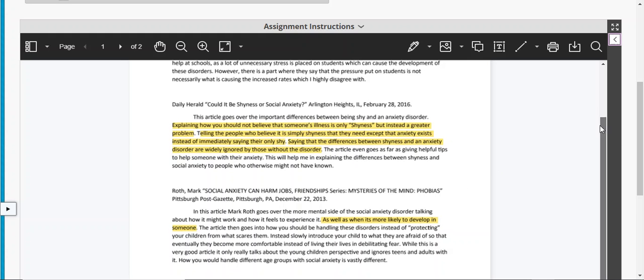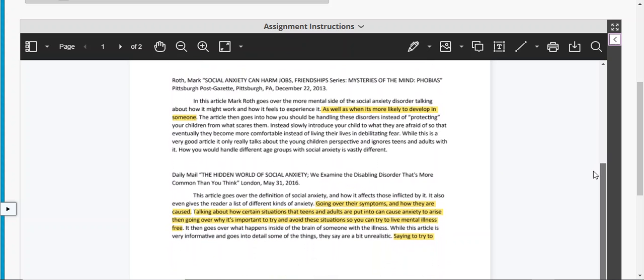So let's look at the next thing here. In this article, Mark Roth goes over the more mental side of the social anxiety disorder, talking about how it might work and how it feels to experience it.